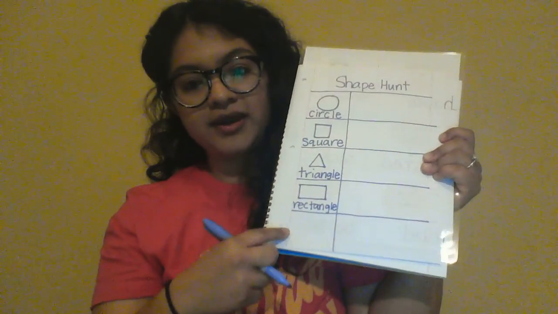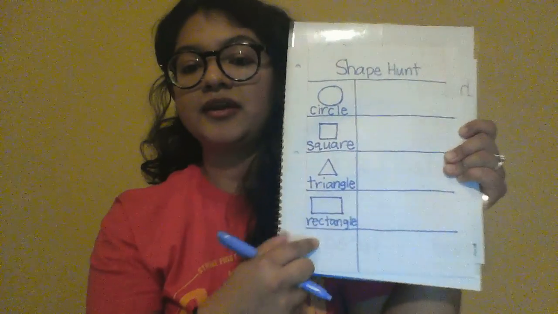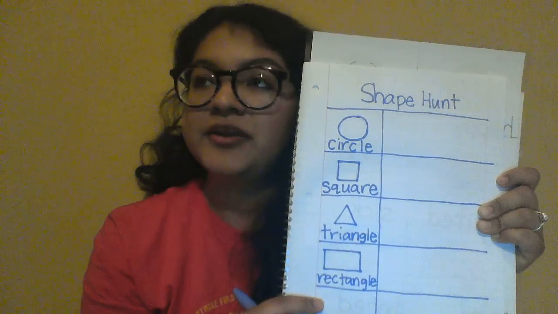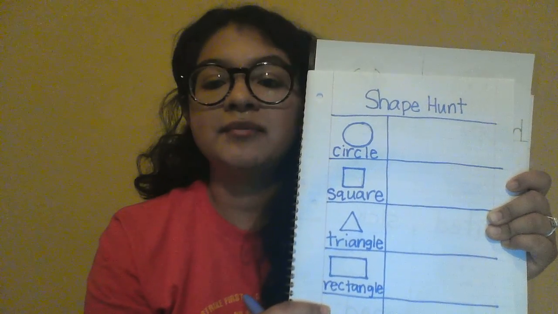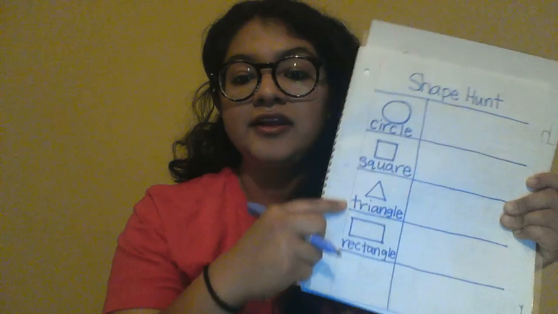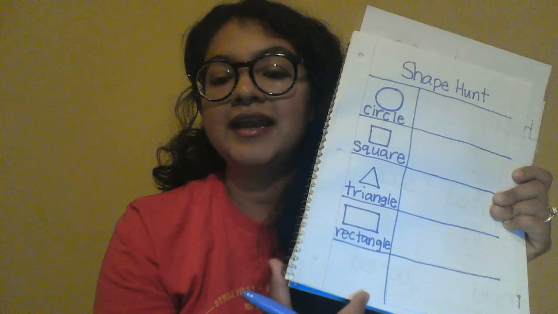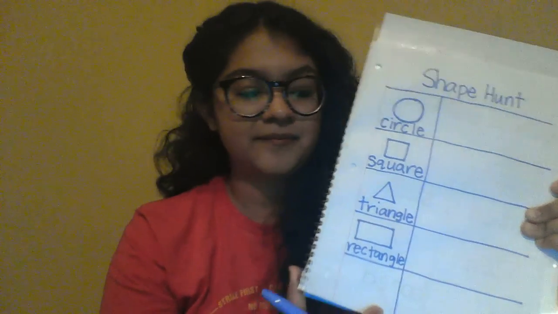And I left one blank spot down here so that you can pick your own shape. When you're looking around your house on your Shape Hunt, if you see a shape of an object that is not here, then you can write your own shape right here. And make sure that you write the name of the shape also, okay?